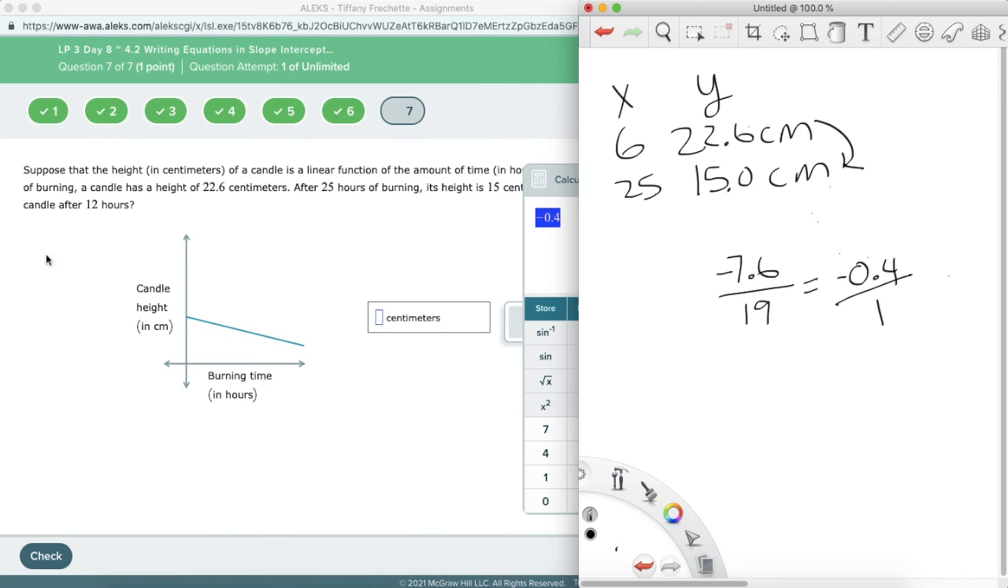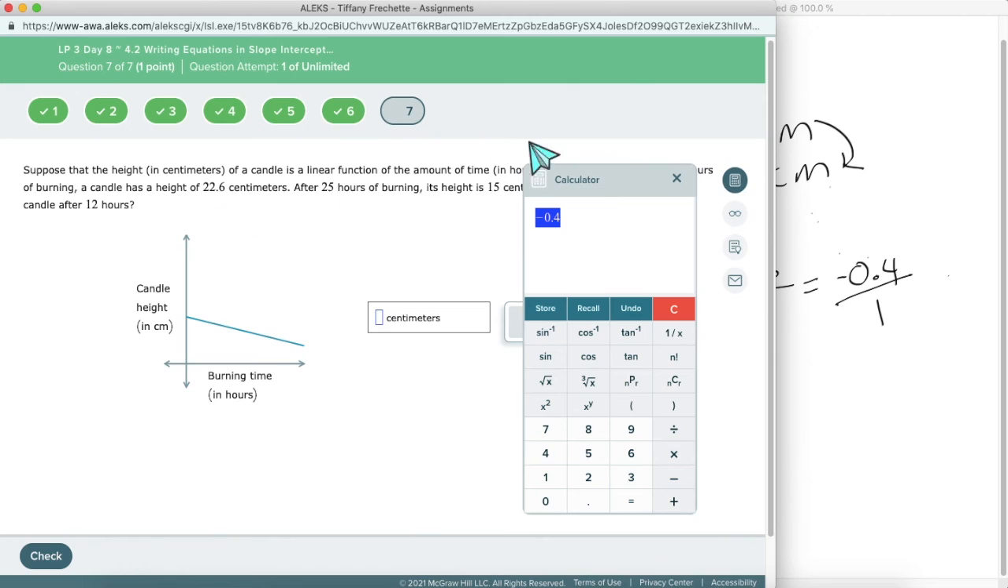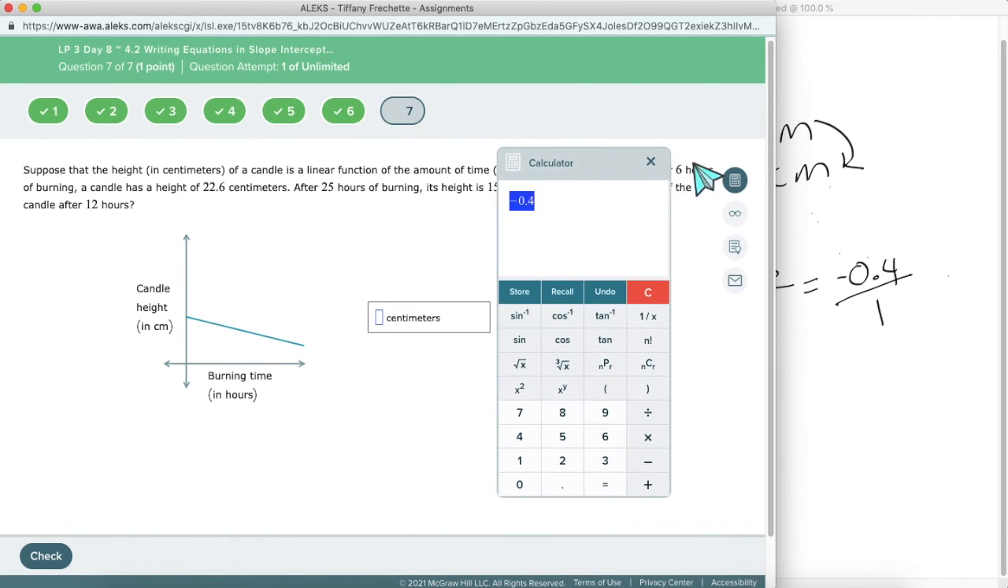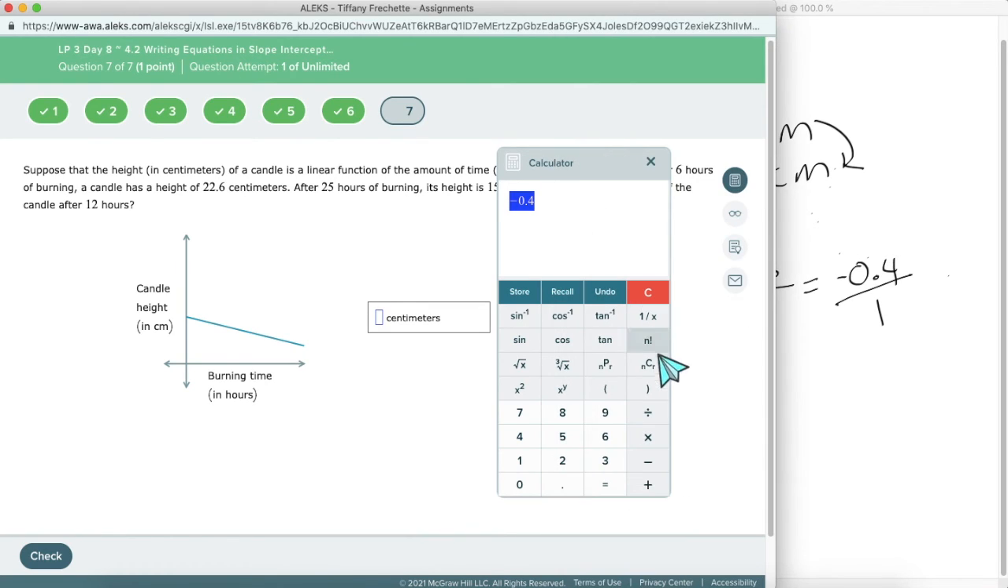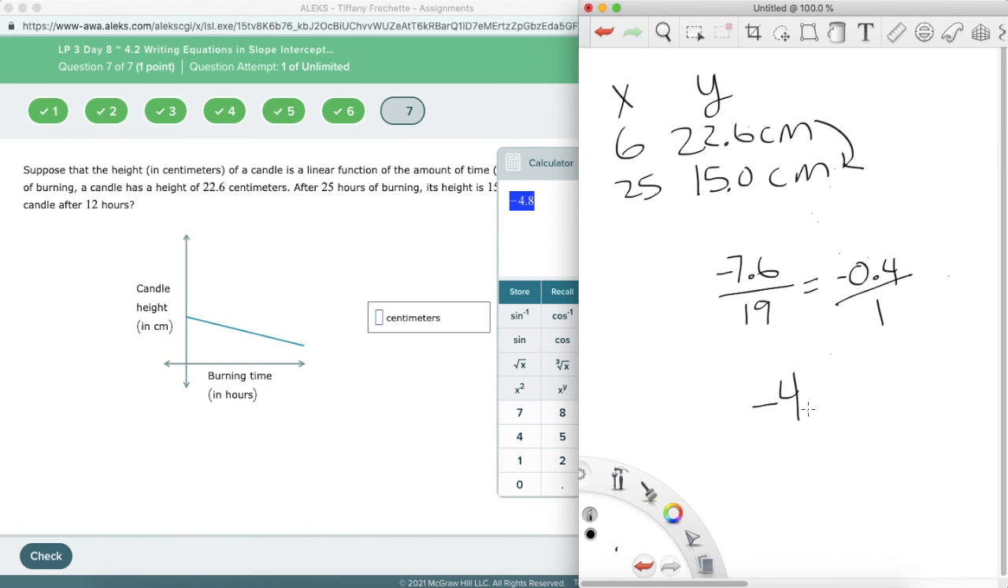So now we want to know what's the height of the candle after 12 hours. So what I want to do is say 12 times the 0.4, so that I know how much more it's lost. It's lost another 4.8 centimeters. It was 15. So I need to think that through and go, okay, it was 15. In 12 hours, it's lost 4.8. Right?